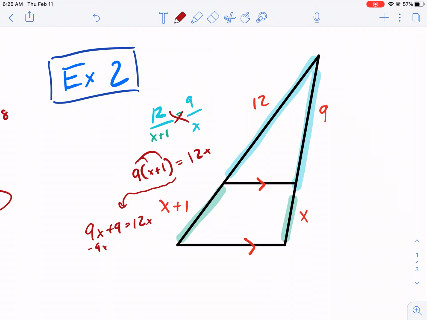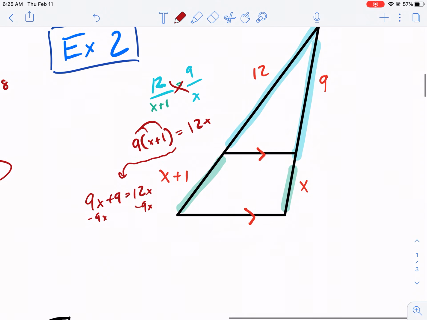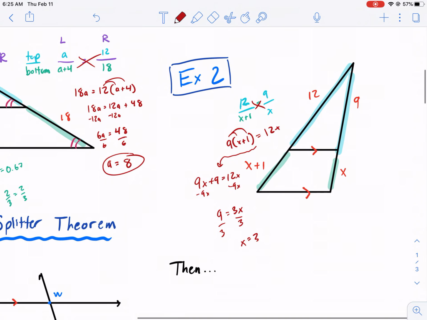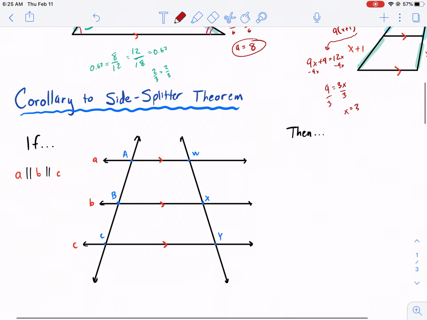We're going to subtract 9x. That's what you do when x or a variable is on both sides. We get 9 equals 3x. And we get x equals 3. So then we could find that side length. That would be 4. And this one would be 3. And both of those green segments would be 1/3 of the top segment. So we have equal proportions on both sides.